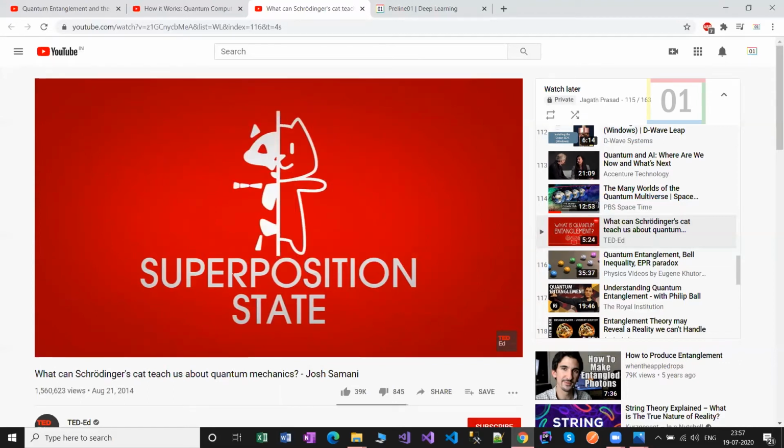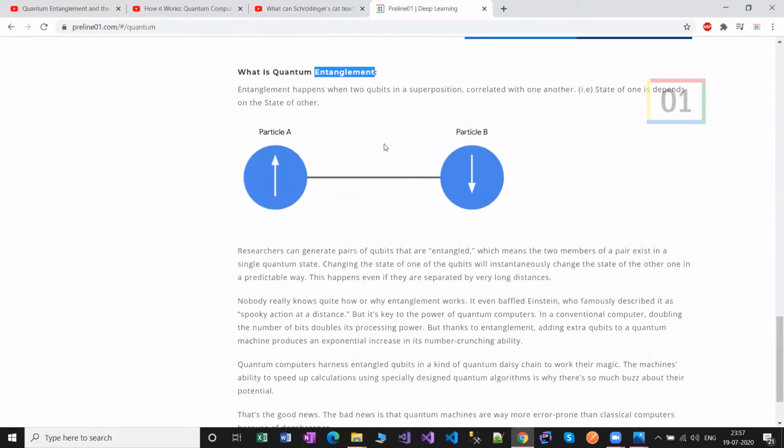This is superposition. What is quantum entanglement? Entanglement is where the state of one is dependent on the state of the other. Entanglement happens when two qubits in superposition are correlated with one another, which means two members of a pair exist in a single quantum state. Changing the state of one qubit will instantaneously change the state of the other one in a predictable way. This happens even if they are separated by a very long distance, or a spooky action at a distance.